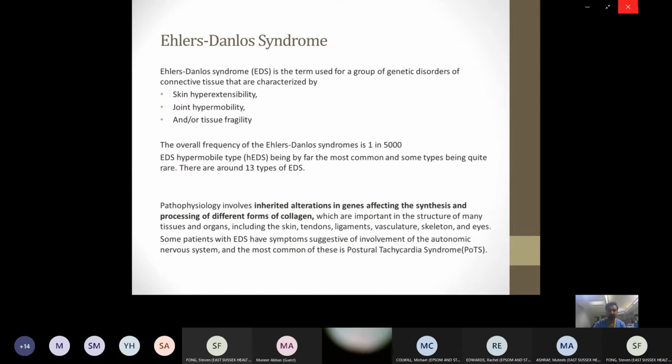Ehlers-Danlos syndrome is the term used for a group of genetic disorders of connective tissue that are characterized by skin hyperextensibility, joint hypermobility, and/or tissue fragility. The overall frequency is 1 in 5,000. Pathophysiology involves inherited alterations in genes affecting the synthesis and processing of different forms of collagen. Some patients with EDS have symptoms suggestive of involvement of the autonomic nervous system, and the most common of these is postural tachycardia syndrome.